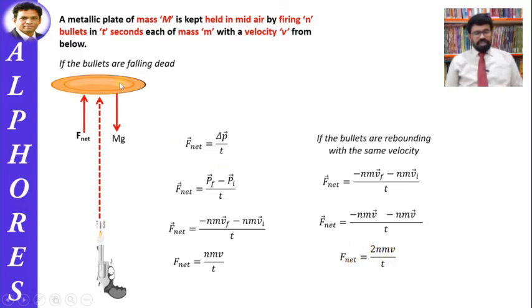And if the plate is held in midair, what does it mean? Whatever this mg is, that mg is exactly equal to this F net. So if bullets are falling dead, you can equate this nmv by t to mg. If bullets are rebounding with the same velocity, this 2nmv by t can be equated to mg, and you can solve corresponding problems. Okay, so that's how this application can be handled, and we will deal with further applications.